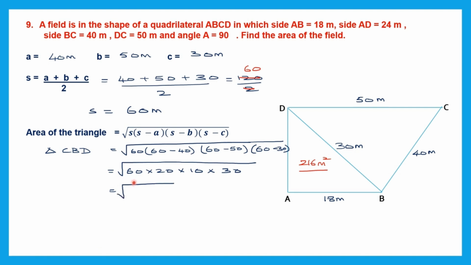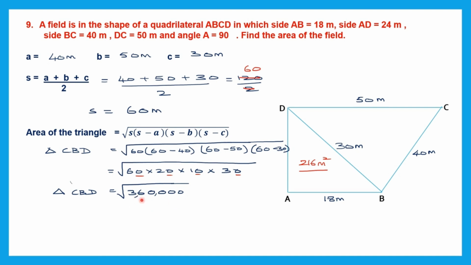So here we have to multiply all these. Now let's multiply 6 into 2. Let's leave out all the zeros. We'll multiply the zeros later. 6 2s are 12, 12 1s are 12, 12 3s are 36. So we have 36. Now let's count all the zeros. So we have 1, 2, 3 and 4. 4 zeros. So let's write down 1, 2, 3, 4. 4 zeros. Now this is the value of triangle CBD. It's a square root of 360,000.